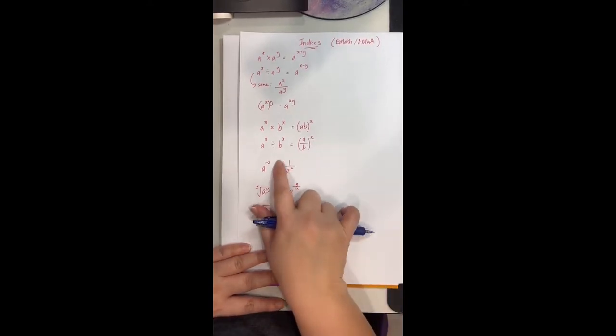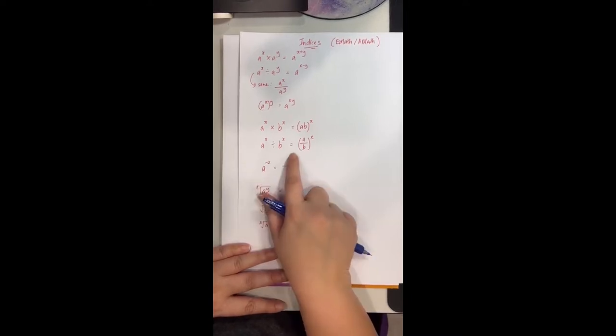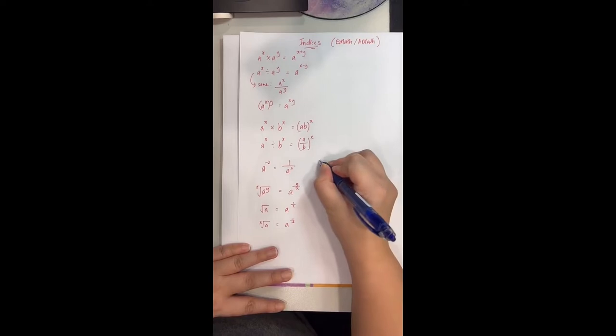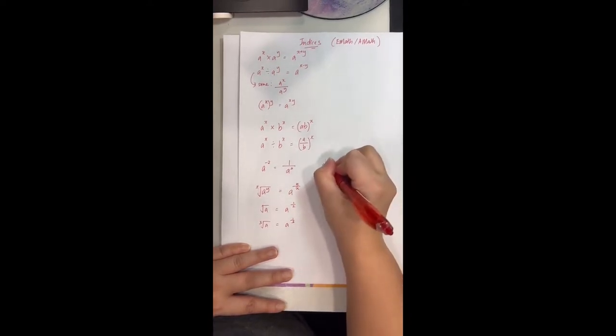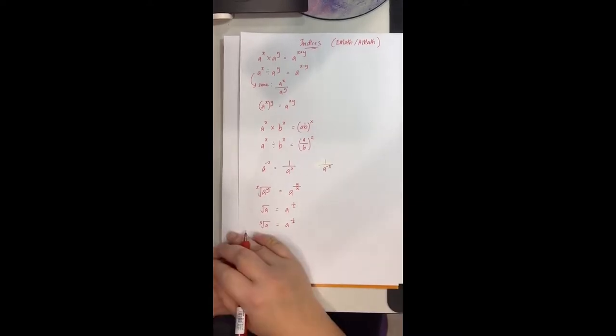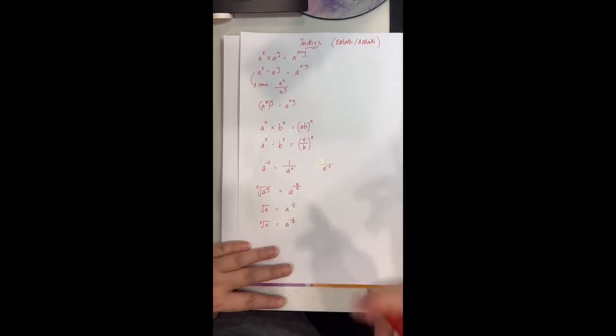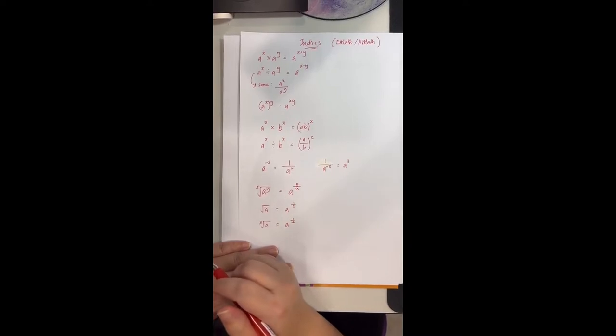Okay, then this one, when you have negative index, how do you handle them? Okay, so A to the power of minus 2 is 1 over A squared. So when it is negative index at the numerator, you just need to bring it down and then it becomes positive. Likewise, if let's say I have 1 over A to the power of minus 3, for example. So if it's negative index at the denominator, then you just need to bring it up. So it becomes A to the power of 3.